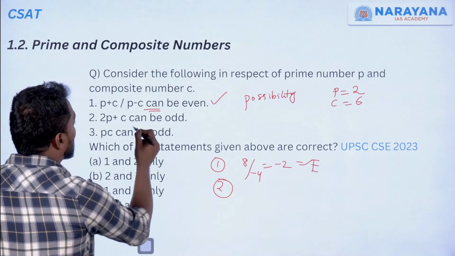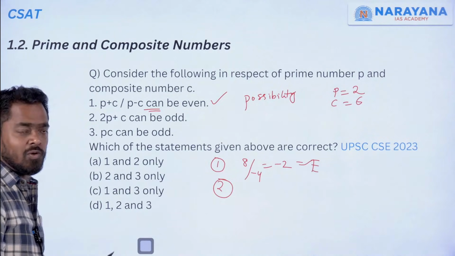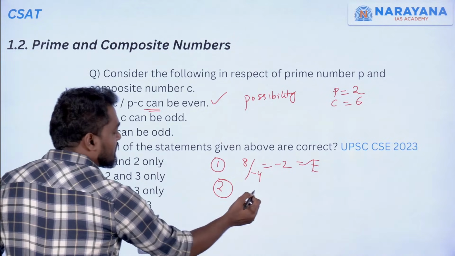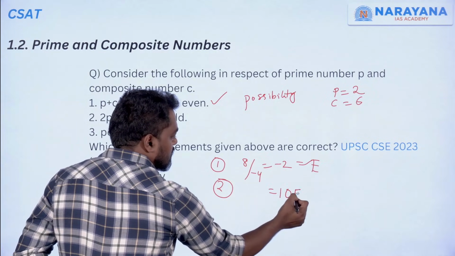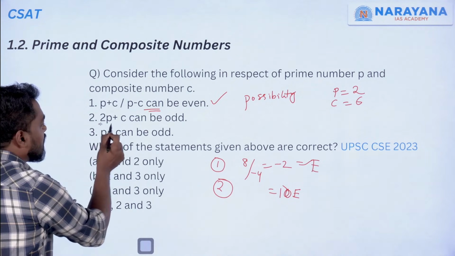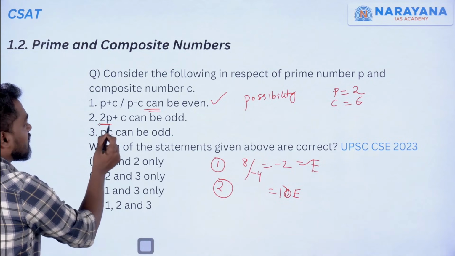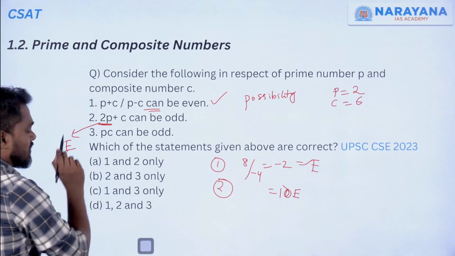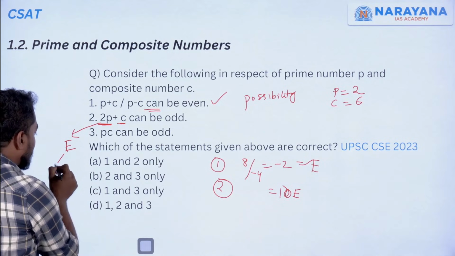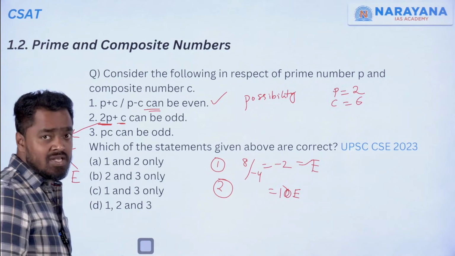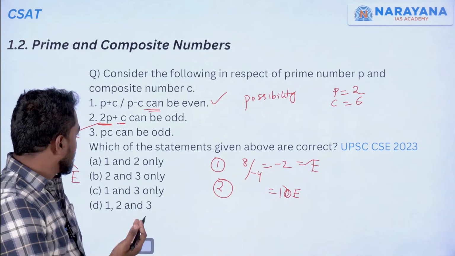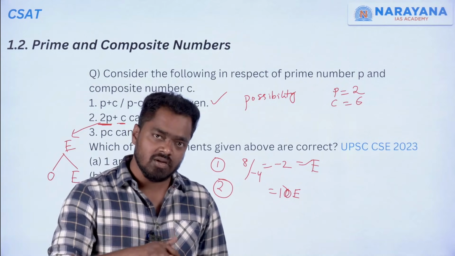Similarly, what is the second statement? 2P plus C. What is 2P? 2 twos are 4. So 4 plus C, 6. So 4 plus 6 is 10. So 10 is an even number. So it can be odd. They are saying, always remember when 2P is there, that means this must be an even number because you are multiplying with an even number. So when there is C, C can be either even or odd. Composite numbers, if you take 25, it is a composite number, it can be even or it can be odd. If you take 26, that is also a composite number and an even number.